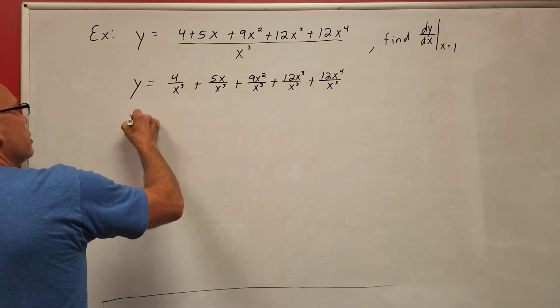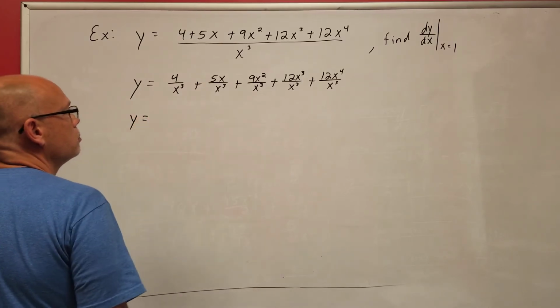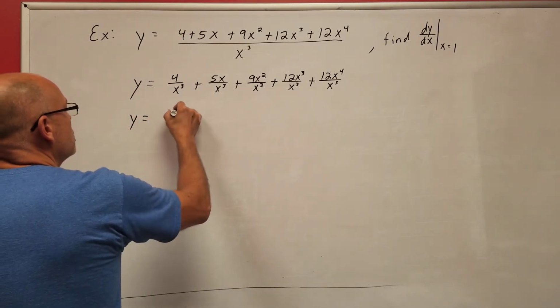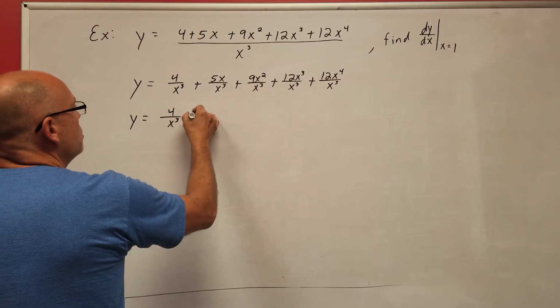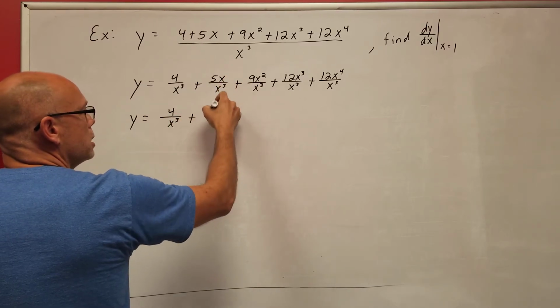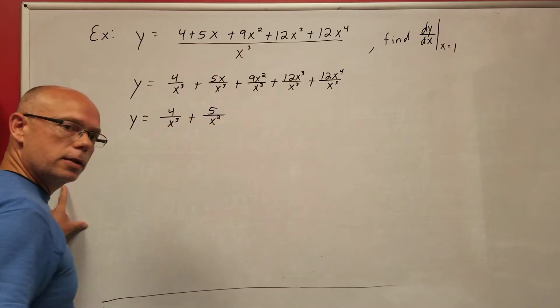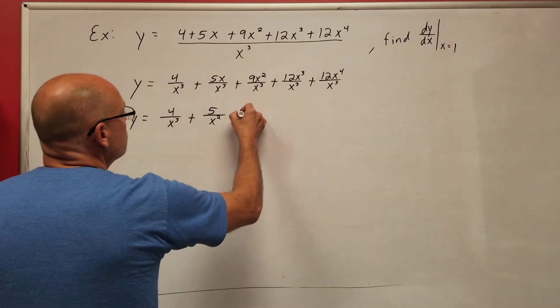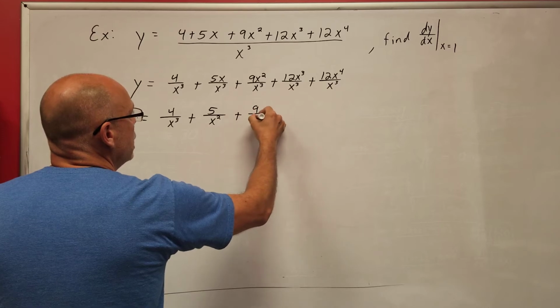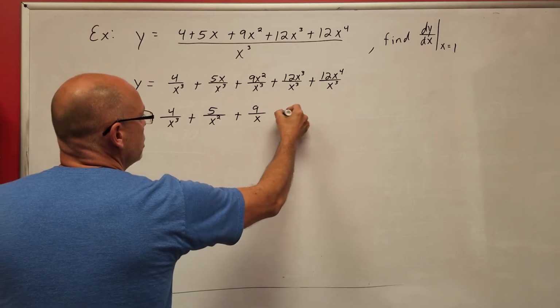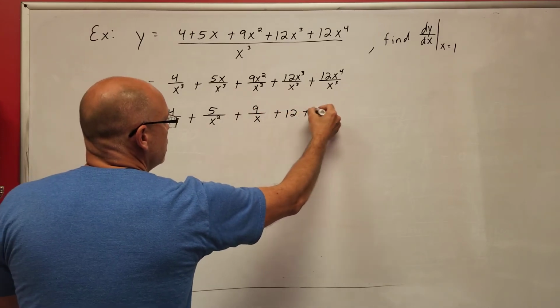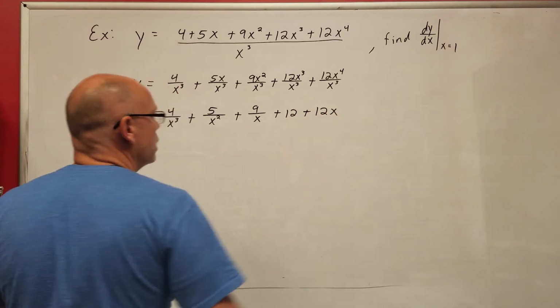All right, I cannot simplify the first one. So that's just 4 over x cubed plus, for this one, I could divide the top and the bottom by x to the first, and I get 5 over x squared. Over here I'll get 9 over x once I simplify. Here I'll get plus 12, and here I'll get plus 12x to the first.